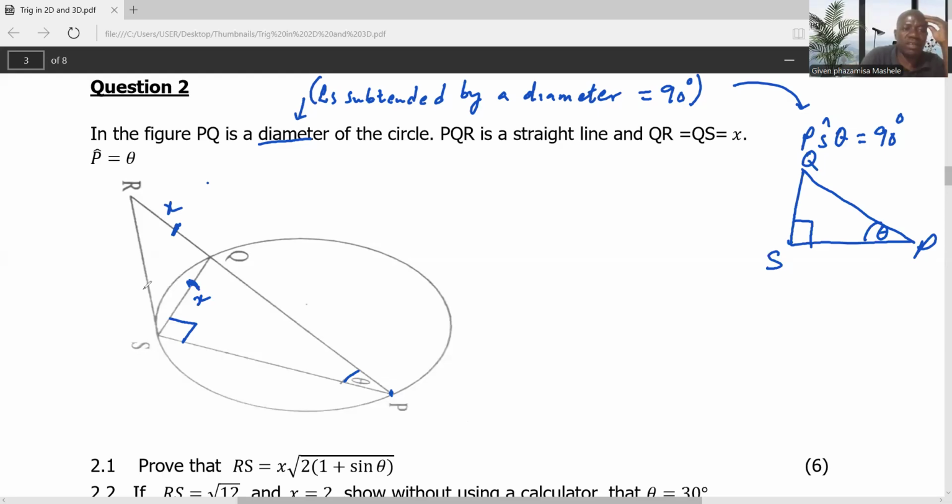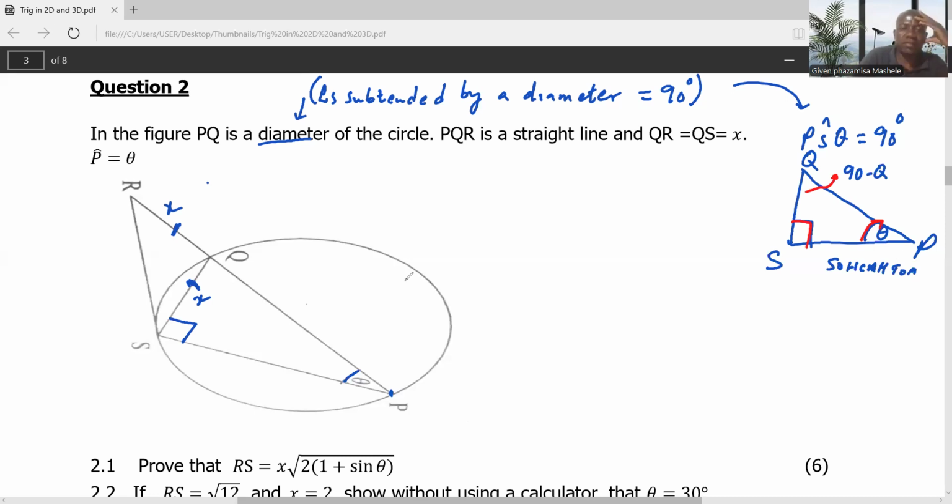Angles in the triangle must add up to 180 degrees. So this is theta. This is 90. So this angle here is the one which is 90 minus theta. So it's a right angle triangle, so we can use SOHCAHTOA.